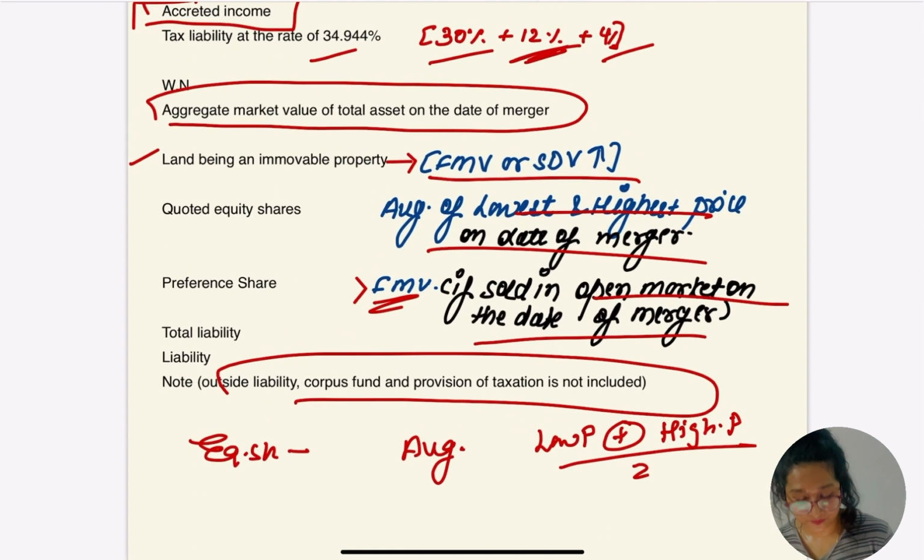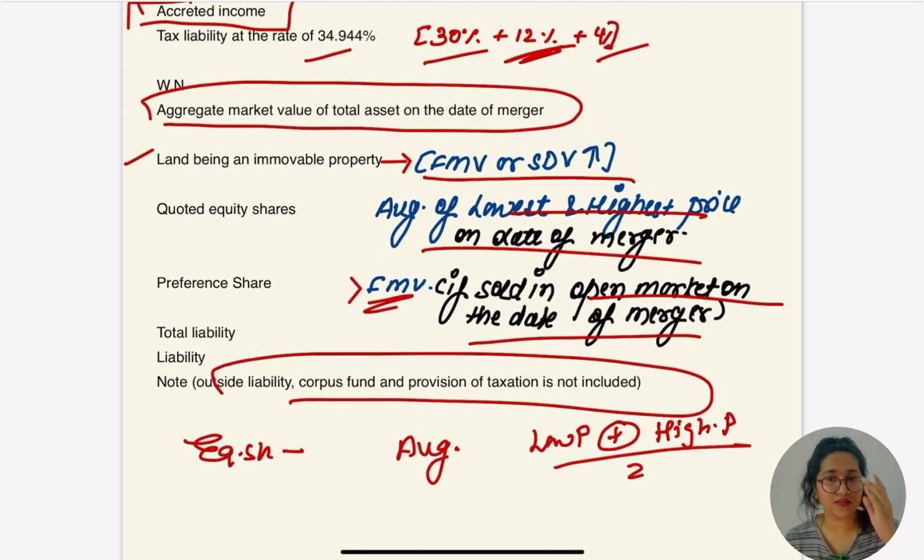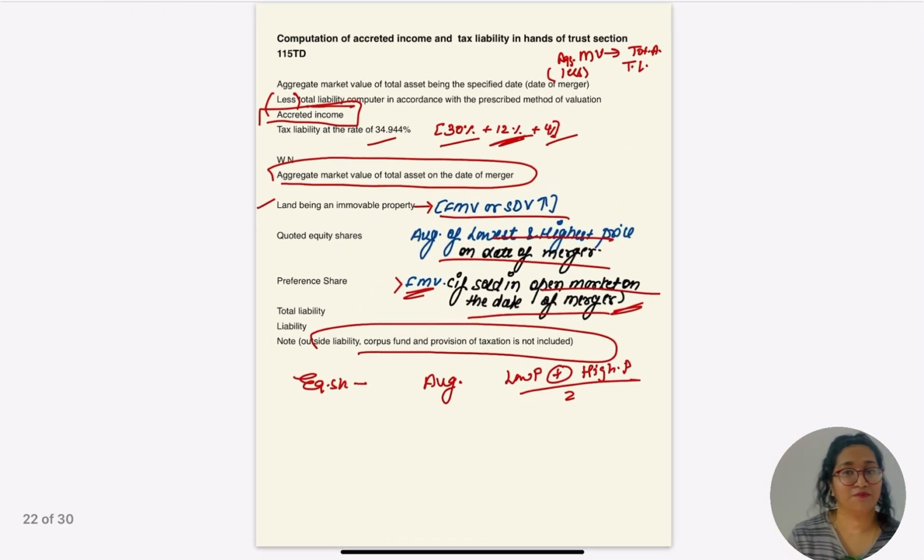Let's go for one question. Just remember a few things. From the total asset, what is going to be deducted? Total liability. For computation of land, which is immovable property, SDV or fair market value, whichever is higher. For the quoted equity share, the average of the lowest price and highest price. What about the preference share? Fair market value if it is sold in the open market on the date of merger. So there is one condition, and we are going to take fair market value.